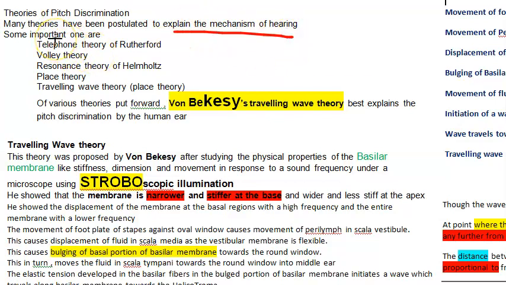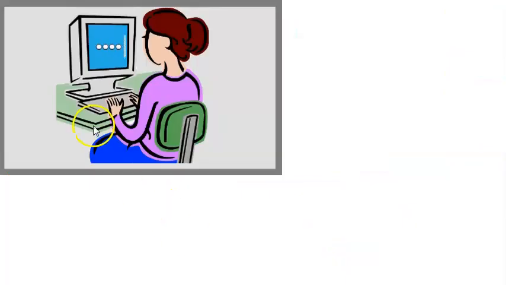So to explain the mechanism of hearing, so many theories have been put forward. These are also the theories of pitch discrimination, like you saw different frequencies. So which are the theories? The importance here is given to the theories. They have asked for the theories of hearing, so you have to mention the names. So look at the theories now.